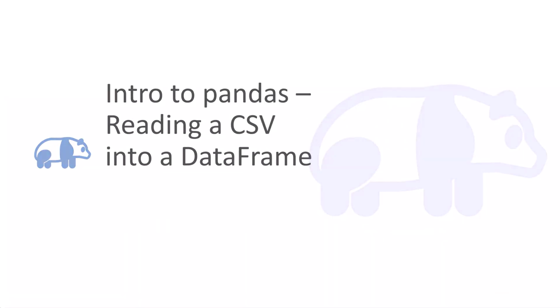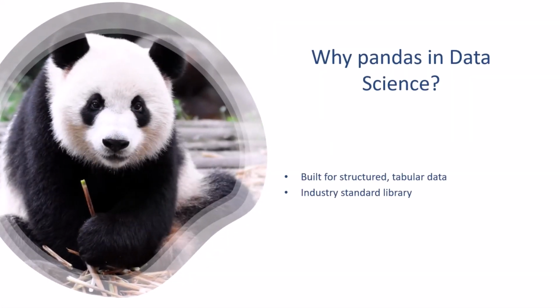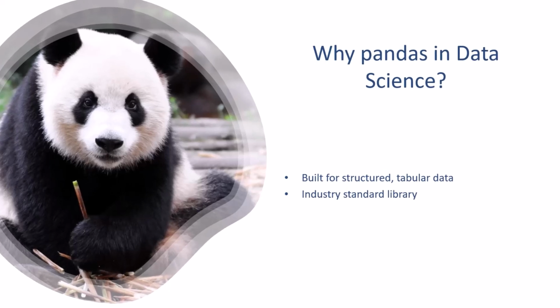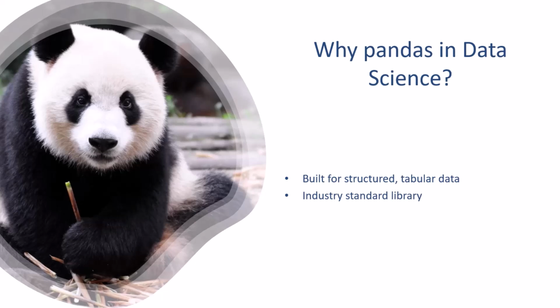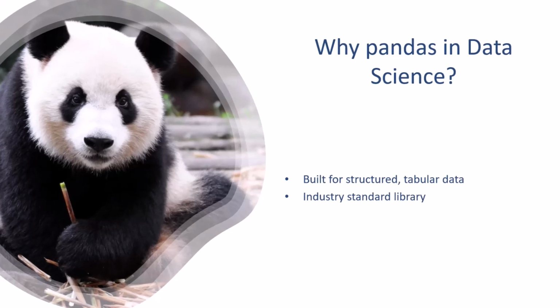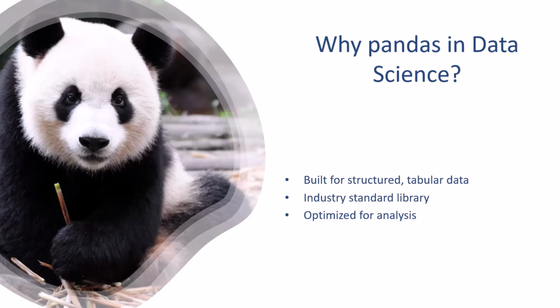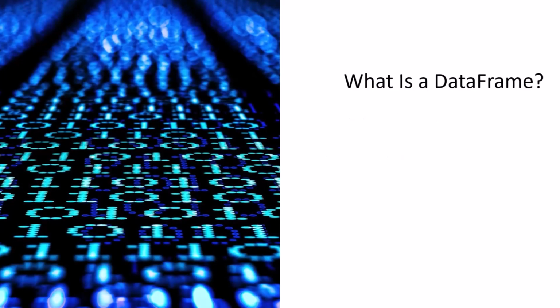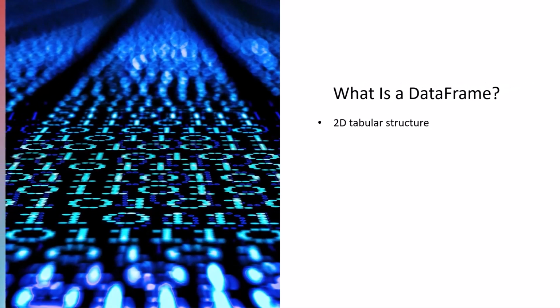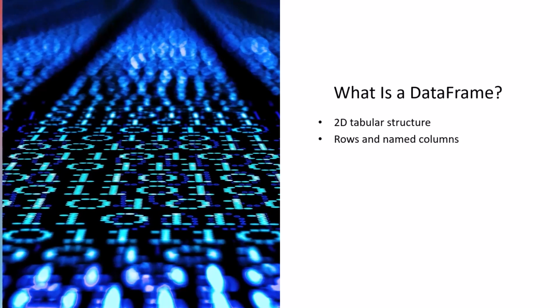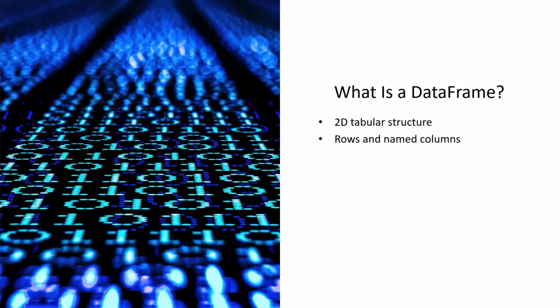Why pandas in data science? So pandas is built specifically for structured tabular data and has become the industry standard for data analysis in Python. It allows us to work with data at a much higher level of abstraction. So what is a data frame? At the core of pandas is the data frame. A data frame is a two-dimensional tabular data structure with named columns. Now, if you come from a .NET background, you can think of it as similar to a data table or a SQL query result, but far more flexible.